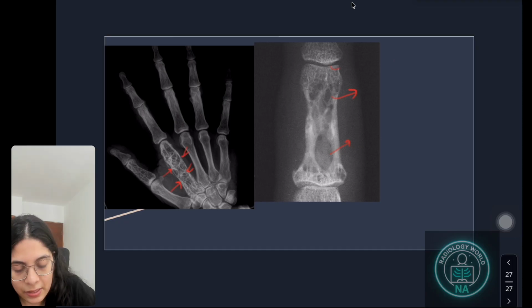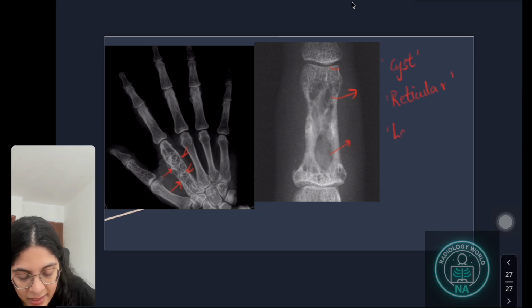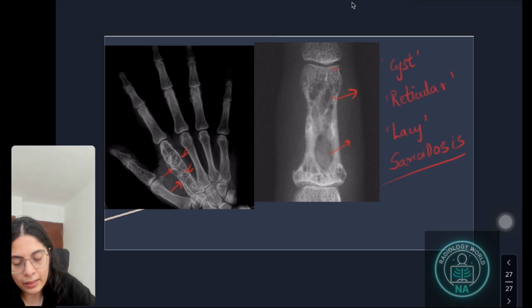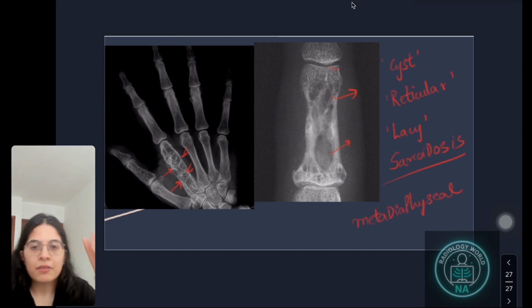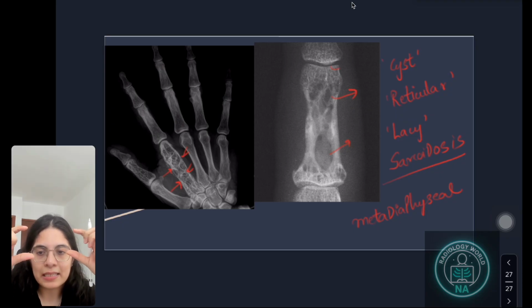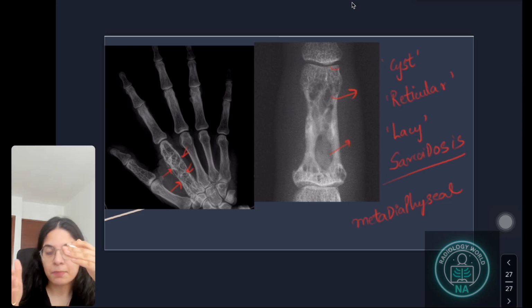Okay, so this is basically your cyst-like pattern, or it is also called the reticular pattern, or it is called the lacy pattern. These are all the keywords which are used in the case of sarcoidosis when the bones are involved. And remember that the predilection will be hands and feet, and this is in the metadiaphyseal region. It's not epiphyseal, it is the metadiaphyseal region. So in hands and feet you will have this metadiaphyseal involvement, and these are very well defined cystic lesions in the bones, and you will see that there is an overall expansion of that particular bone.